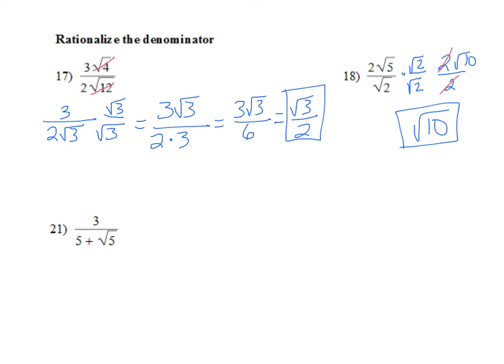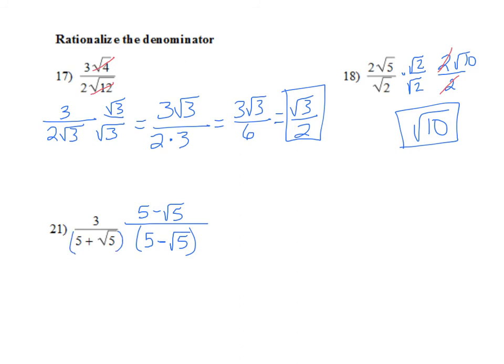Actually, what we're going to multiply is something that we call the conjugate, which is the exact same thing, only with the opposite sign in the middle. So since it's a 5 plus root 5, I'm going to multiply by a 5 minus root 5. That's what's going to get rid of the radical for me, but I have to also do it on the top. Now let me show you what happens by doing that.